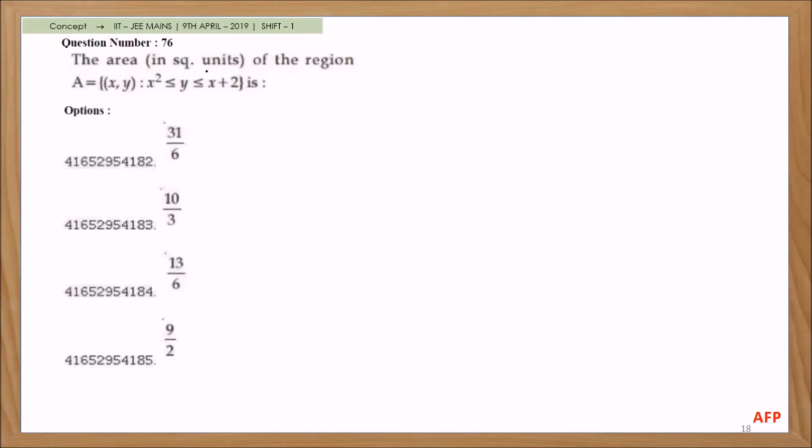Next problem. The area in square units of a region A is being given. Here two equations are given. So this is a parabolic equation. This is a straight line equation. So we shall draw the graph here. Okay, first we will draw a parabola opening towards the upper side, x square is equal to y. Next a straight line we shall draw.